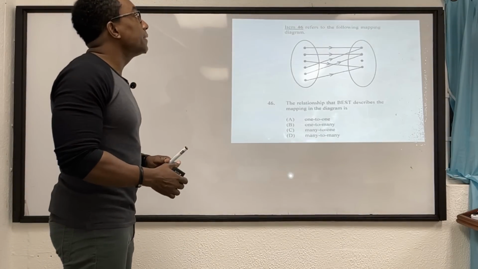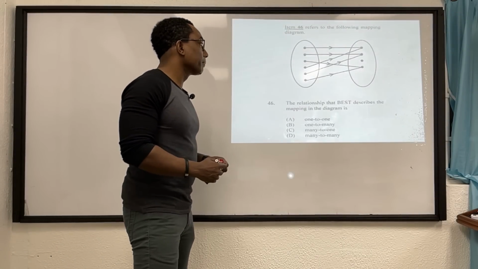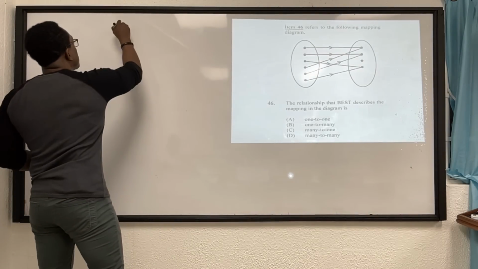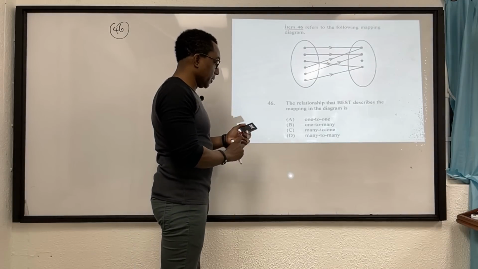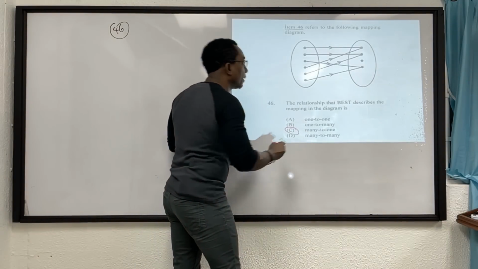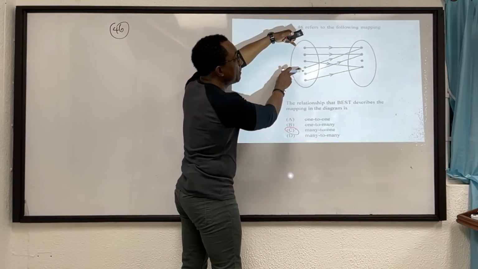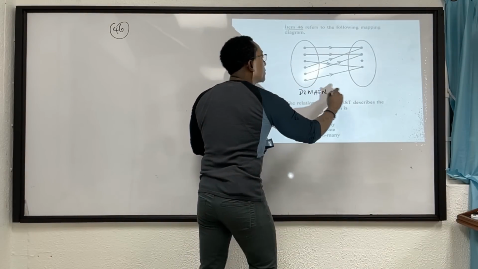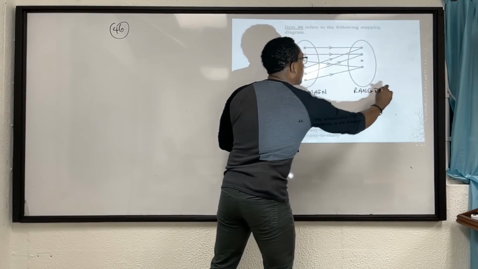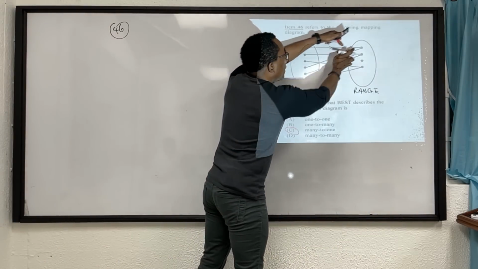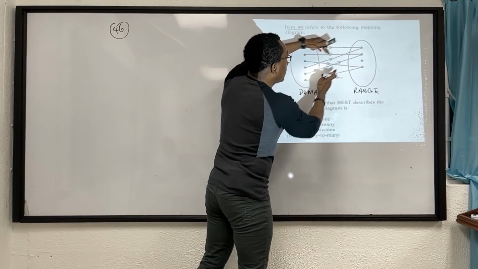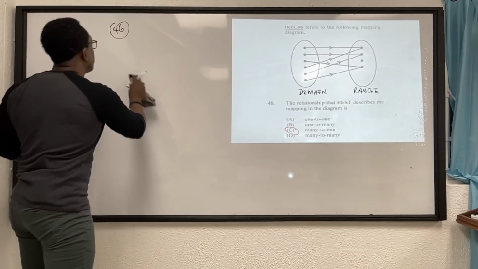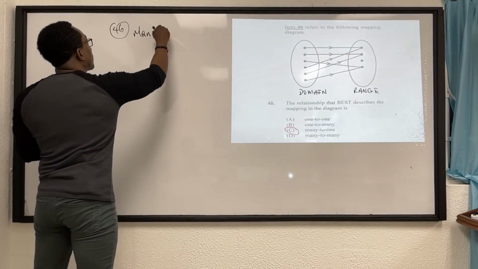Question 46. Item 46 refers to the following mapping diagram. The relationship that best describes a mapping in the diagram is, so question 46, this here is many to 1. Why many to 1? Because if you look, we have many elements of the domain. This is your domain. This is your range. So we have many elements of the domain being mapped onto one element of the range. So clearly that will be many to 1. So let's move on to 47. So 46, many to 1.